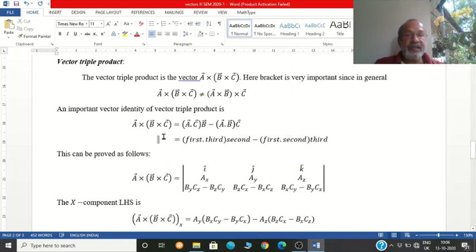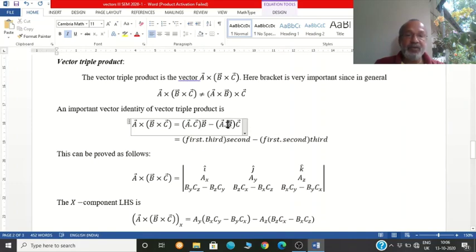First let us see whether this equation is vectorially correct. We know that B cross C is a vector. So A cross of another vector is also a vector. So the left hand side is a vector. And what about the right hand side? The right hand side is A dot C, that is a scalar, into a vector. Scalar into vector is a vector.